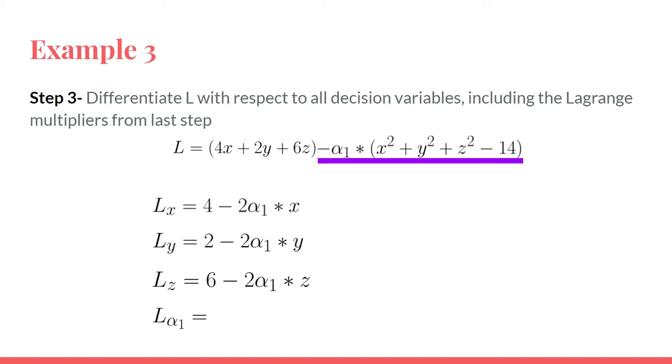Finally, we differentiate L with respect to alpha 1. The term in L that has alpha 1 inside of it is minus alpha 1 times x squared plus y squared plus z squared minus 14. Thus, L sub alpha 1 is going to be equal to minus x squared minus y squared minus z squared plus 14.